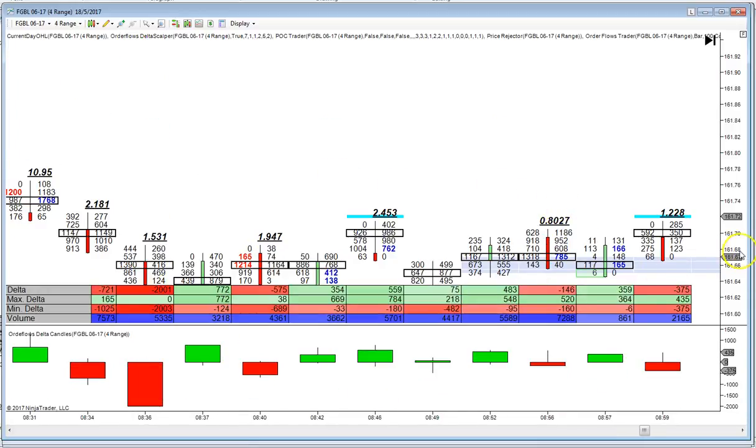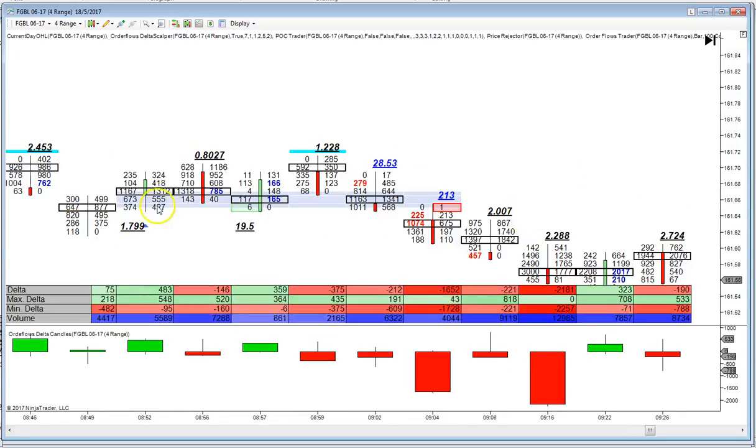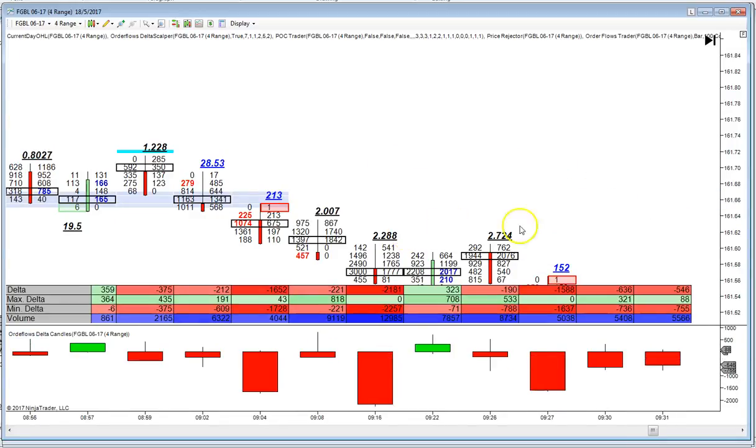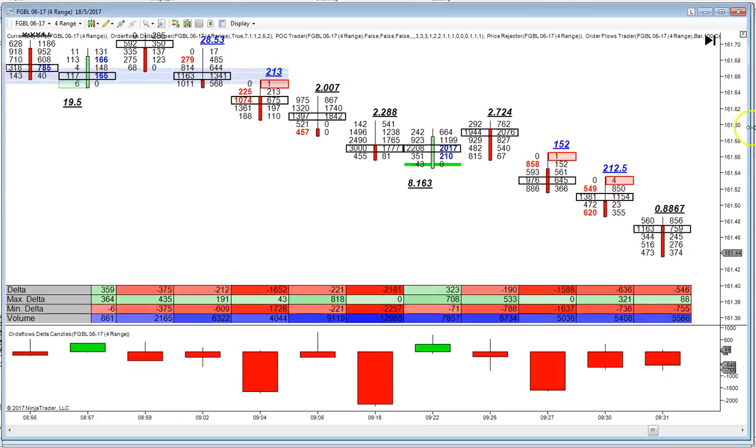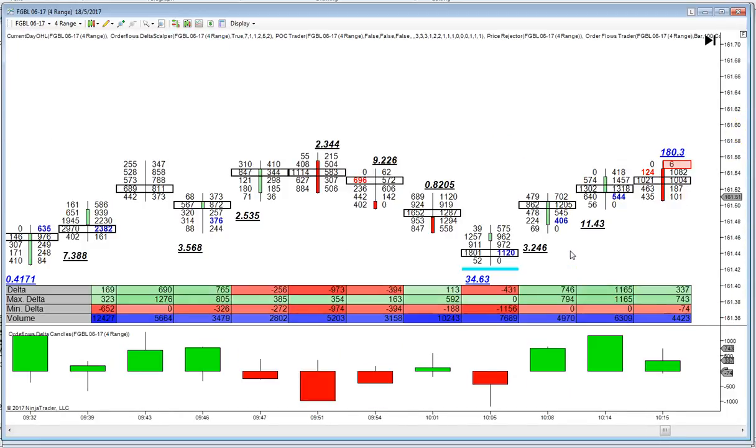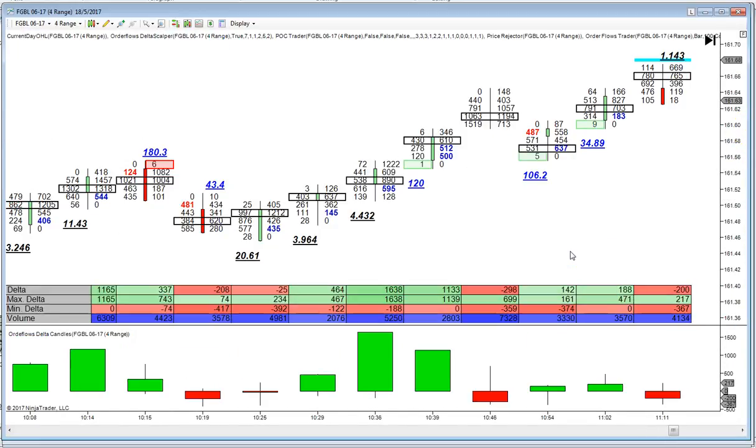Delta Scalper gives a buy here. It just goes sideways on you. That one would have stopped you out. We're coming into 10 o'clock, which is the cash close in Europe for the bunds.